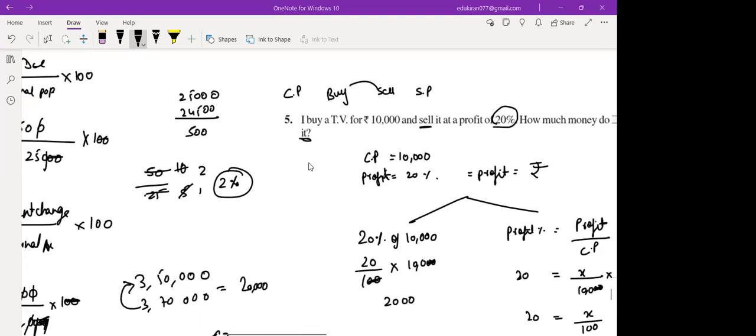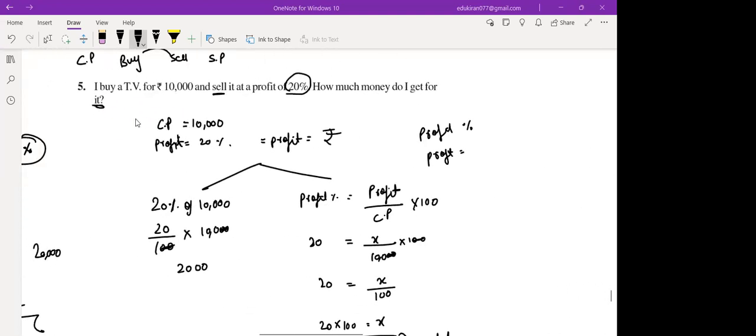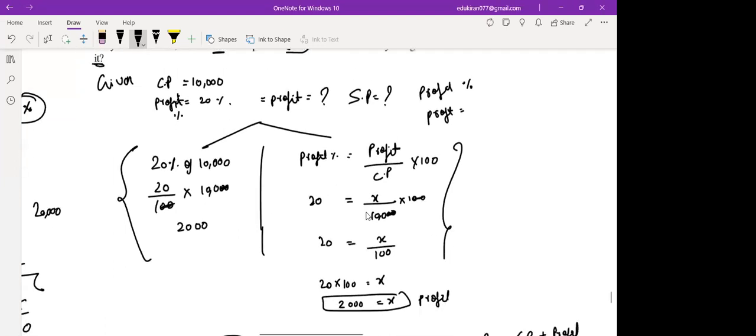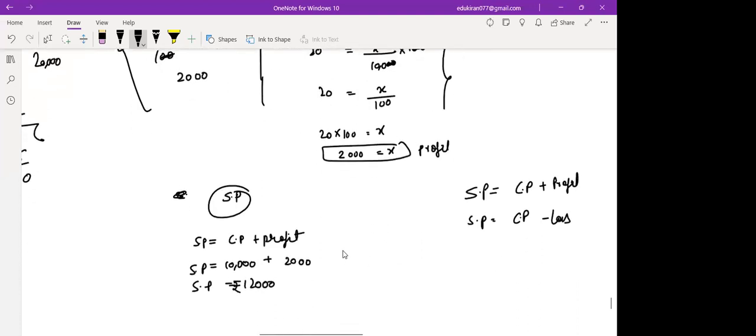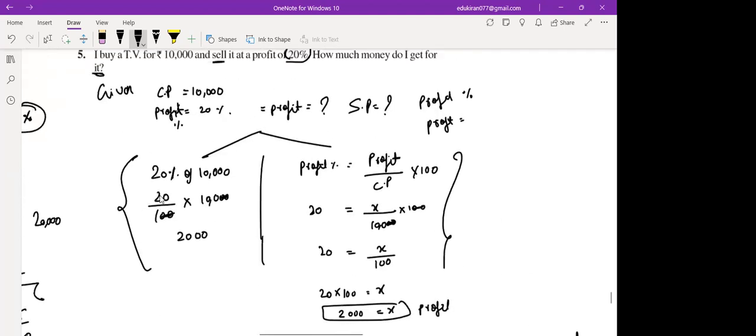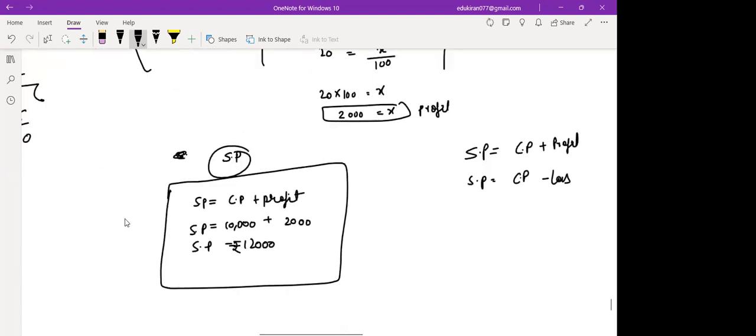See, what you have to do: for the first question you have written, you will write given. What is given to you? CP is given and profit percentage is given. You have to find profit. So you will write profit, don't know. And you have to find SP. You can write this one method or this method, whichever you feel is easy. You will find it, and this will be the profit. And then the next step would be this. First step is this, and the second step is this.